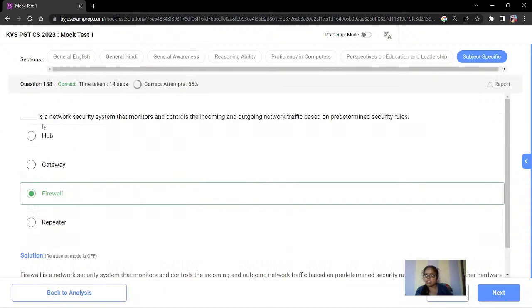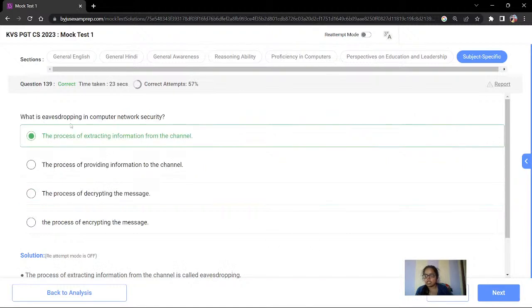Next, a firewall is used for the security of the system. And next is eavesdropping: the process of extracting information from the channel is called eavesdropping.